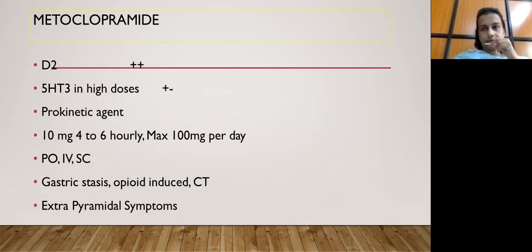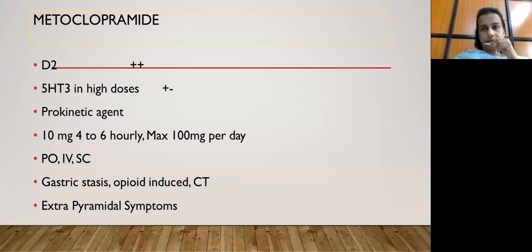This is just about all the medications that I've covered. It's just for your learning purpose. So metoclopramide, we know it's a D2 receptor antagonist. It can act on 5-HT3 in higher doses. It's a prokinetic agent. What's the dose? You can start 10 milligram 3 times a day. Sometimes we give up to, in the PCF it says 90 milligram. I haven't given more than 90 in my clinical practice. You can give it PO, IV, and subcut.